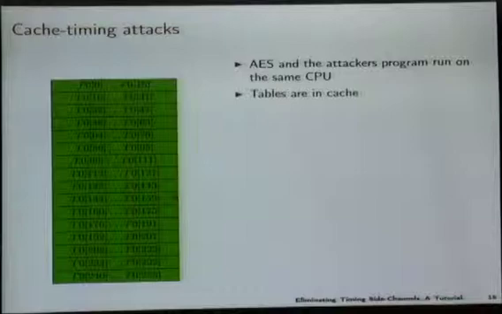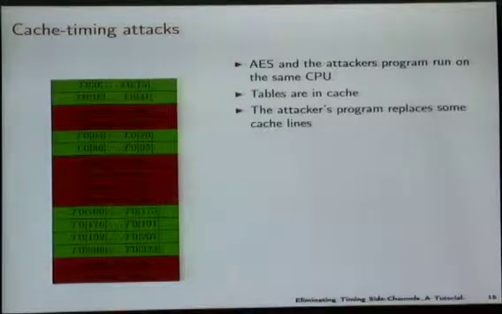Well, the most plain attack that you can think of works as follows. Assume that AES has been working for a while, has been doing some encryptions, and all these tables, the example is T0 but you can think of this also for the other tables, are sitting in cache on the computer. Now the AES and the attacker's program run on the same CPU, so they take turns in running. And now the attacker's program just loads some data and kicks out some of the table entries from cache.